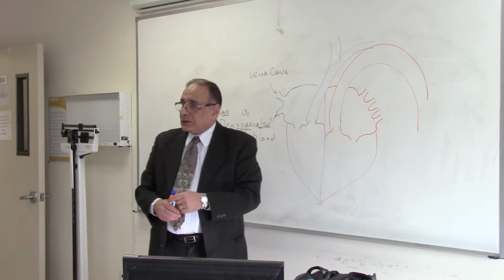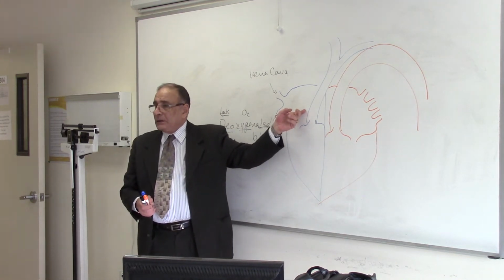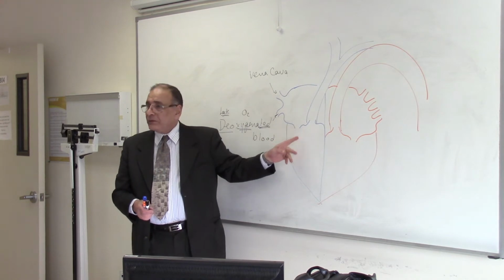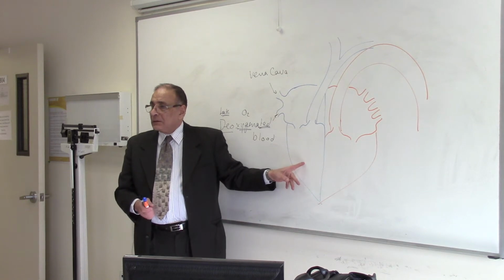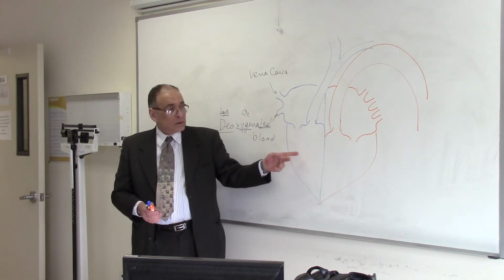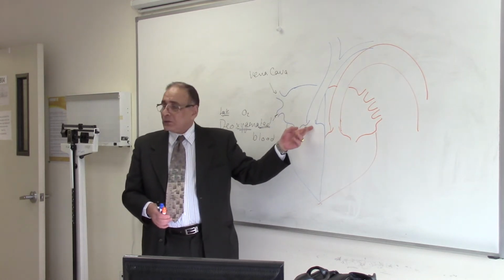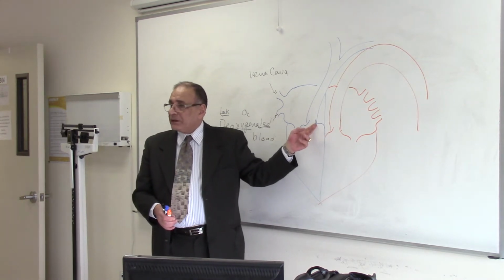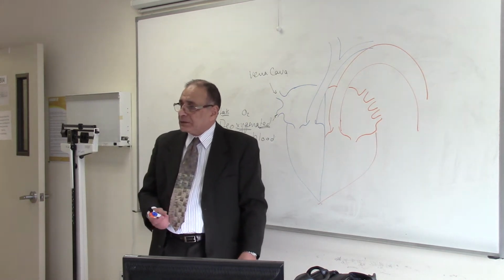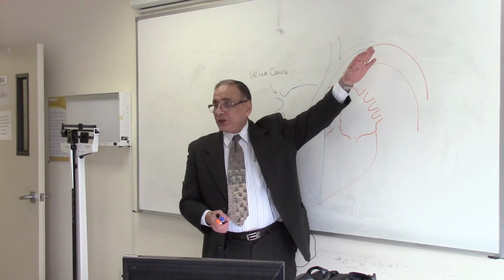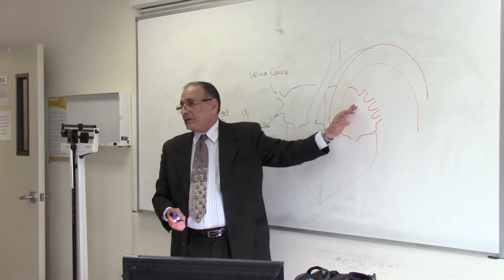This deoxygenated blood pours here in the right atrium, then through the tricuspid valve to the right ventricle. We studied that last week, right? We just reviewed. Through the tricuspid valve to the right ventricle, then through the pulmonary semilunar valve to the pulmonary arteries to both sides, to both lungs, right and left lung, where it is oxygenated in the lung. When it's oxygenated, it returns back to the left side of the heart.